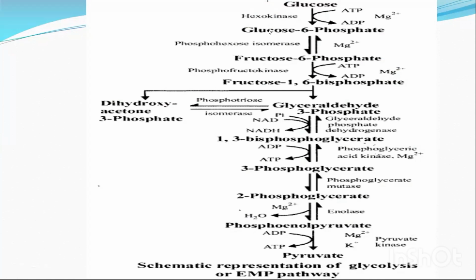Firstly, it is during 1,3 biphosphoglycerate to 3-phosphoglycerate. Do you see it? In 1,3 biphosphoglycerate to 3-phosphoglycerate, 2 ATP will be produced. And lastly, phosphoenol pyruvate is converted to pyruvic acid. In the last reaction, again 2 ATP will be produced. So 2 plus 2, 4 direct ATPs are there.